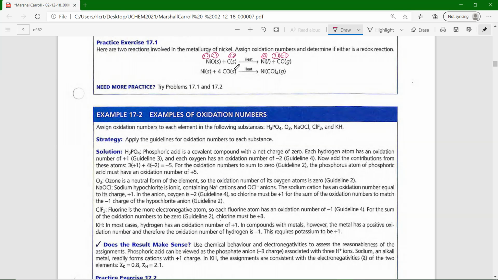There's no such word as oxygenized or oxidization. It's oxidation, not oxidization. Oxidation. You got nickel is 0, oxygen is -2, carbon is +2.